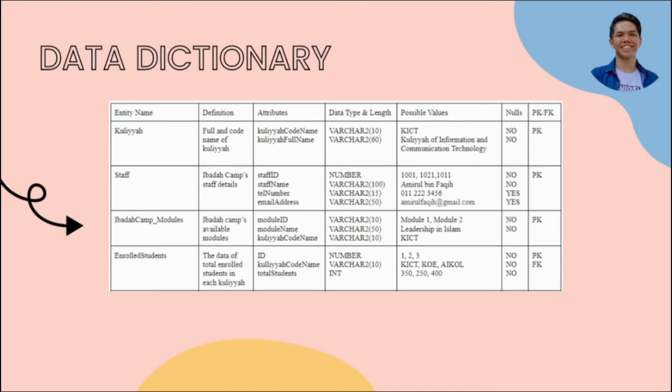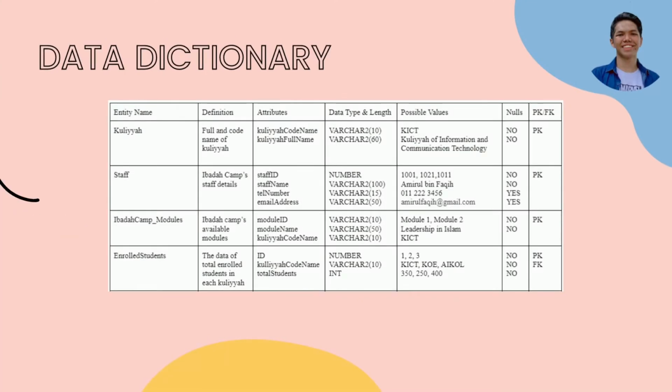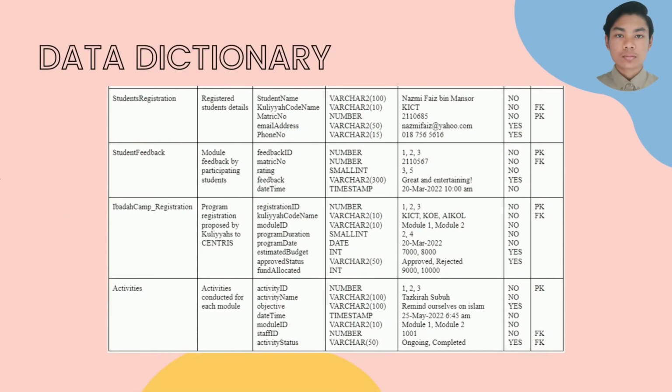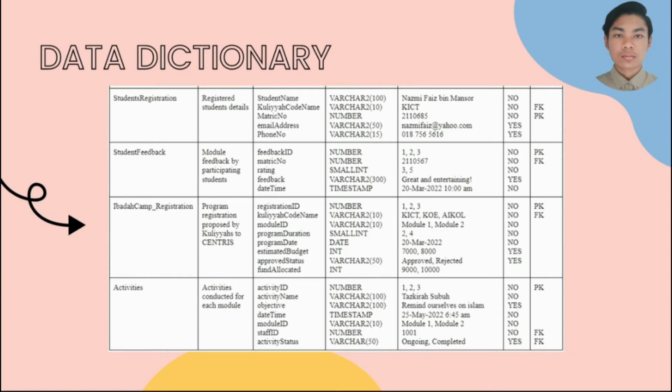Next, we have enrolled students to store the data of total enrolled students in each kuliah. For entity name student registration, we will store registered student details with student name, kuliah code name, matric number, email address, and phone number. And next is an entity named student feedback. It will collect student feedback, comment, and rating into the database.